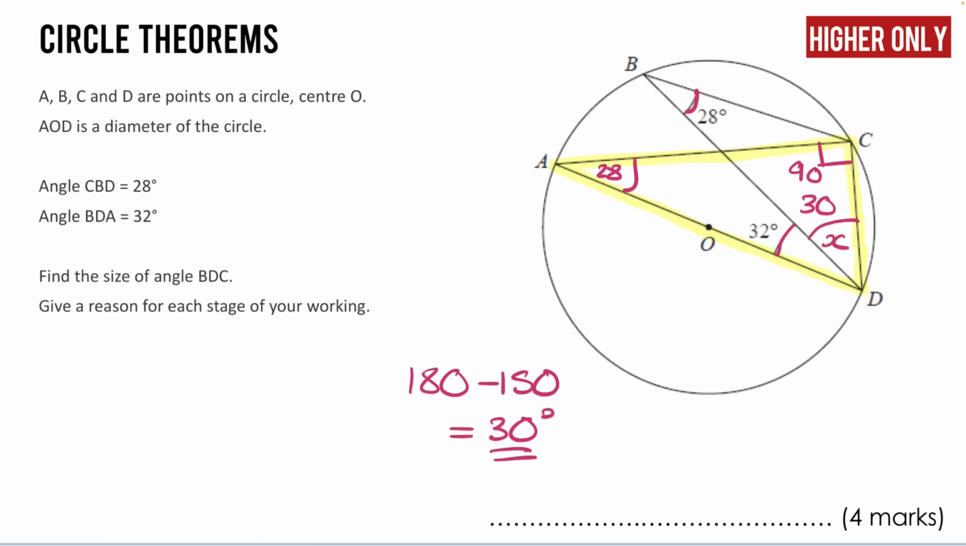Now, the rule that we've used is angles in a triangle equaling 180, and we would write that down as well. But there we go, there was just another circle theorem question with some different circle theorems in there, just to make sure we get a little bit more coverage of some of the other circle theorems.